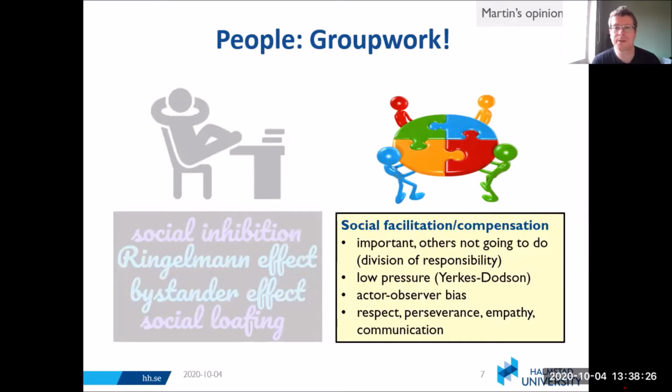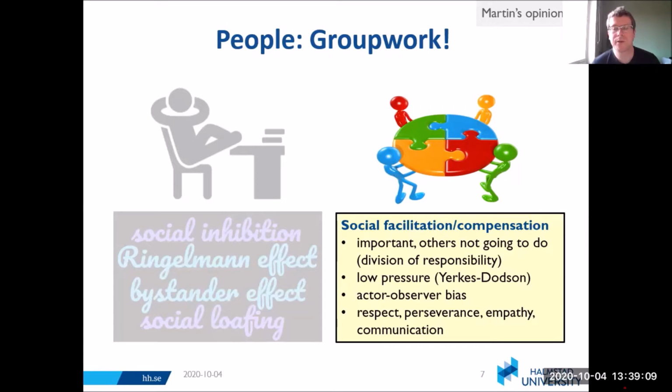And there's effects like social facilitation and compensation. Some of the things that we should think about to try to get these effects to happen. One is that everybody in the group should feel that their role is important and that others are not going to do their tasks, that the responsibility is divided very well. Also, it's nice if there's not so much pressure on people. So there's this effect that if maybe somebody is staring over your shoulder when you're doing some type of difficult task, it becomes more difficult.